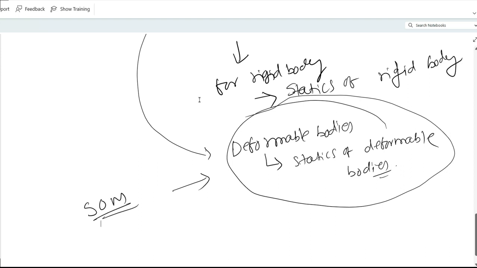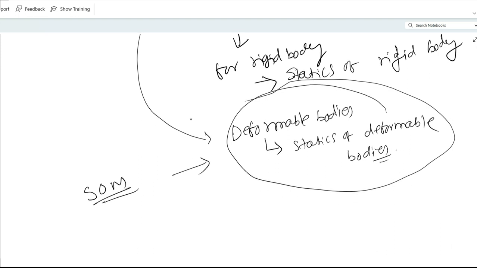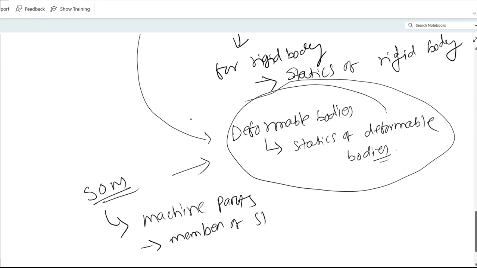So we observe what changes are going to take place because of the application of forces, loads on different machine parts or different members of structure. So in strength of material we study the effect of application of forces on different machine parts and different members of structures.